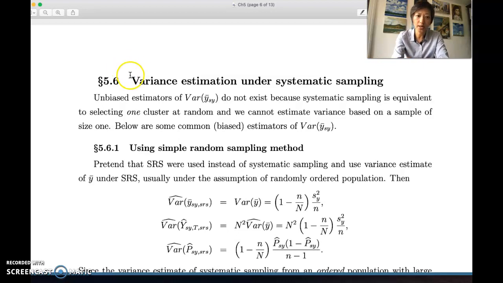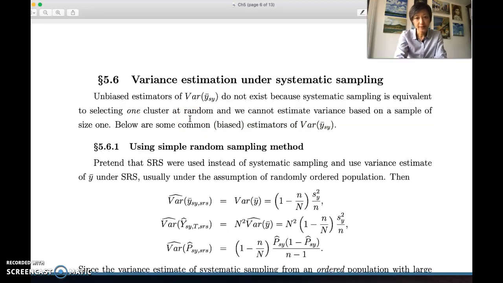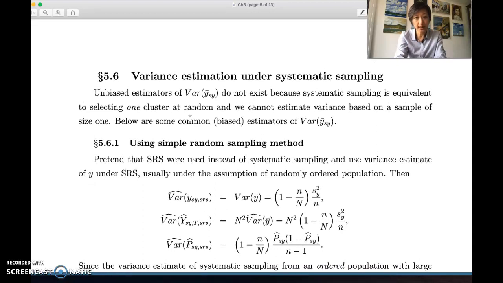So in reality, we are not able to collect different samples of y-bar and look at the variation or the distribution of the y-bar collected from systematic sampling. So we are not able to estimate an unbiased estimator for the variance of the y-bar under systematic sampling, because it does not exist. At the end of the day, we only select one cluster at random, and we cannot estimate the variance based on one sample. In this case, under systematic sampling, what I can provide are different methods of estimating the variance.